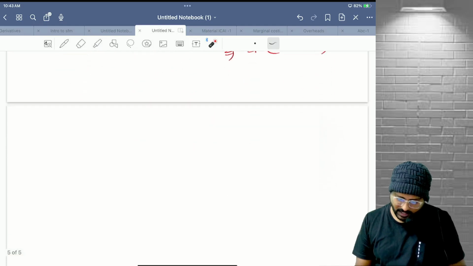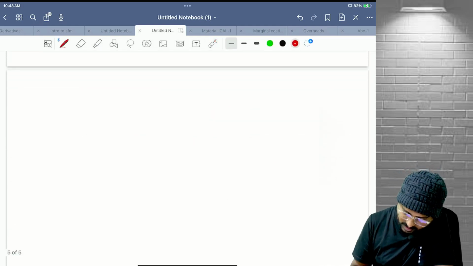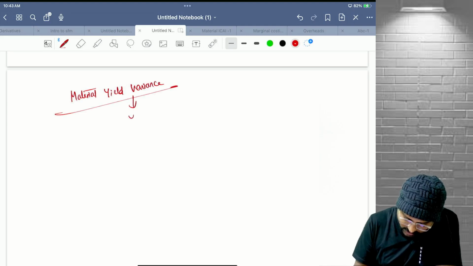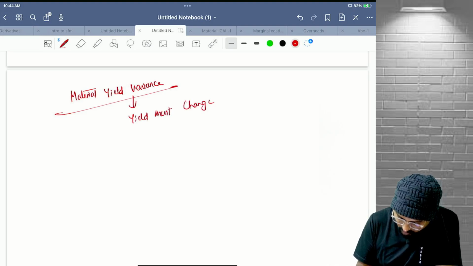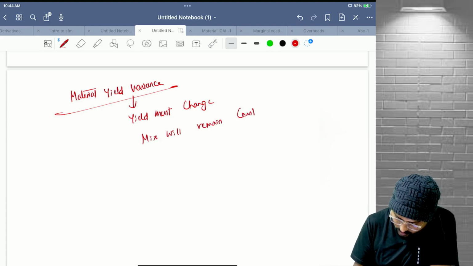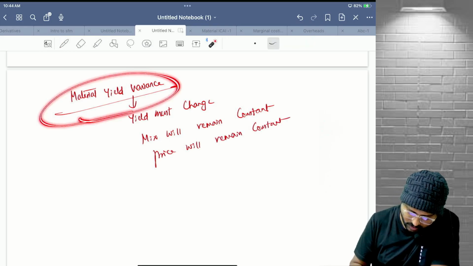Okay, what is the next one we have? Yield variance. First, give me the logics first. So the name is material yield variance. Now you people tell me, what should change? Yield must change. Okay? And what will remain constant? Mix will remain constant. And also, what will remain constant? Price will remain constant. Correct? Now you know what is yield. Yield is nothing but total in our formula.